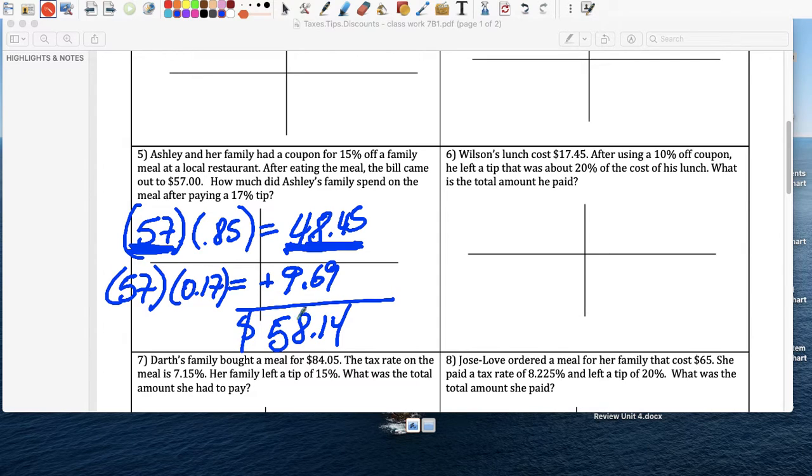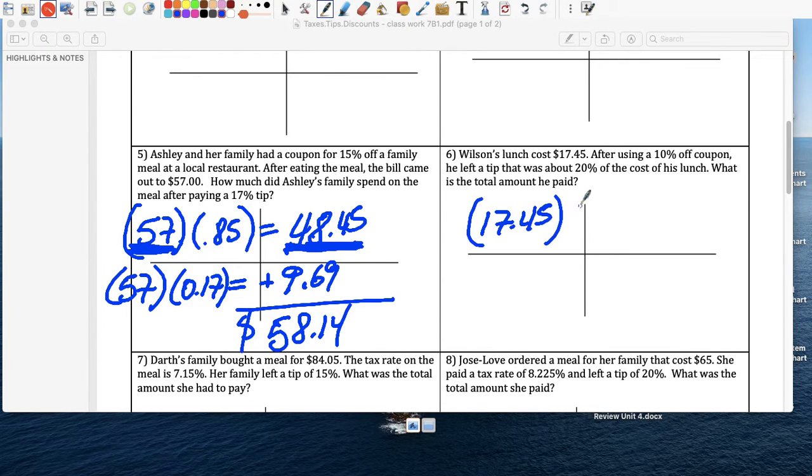Okay, I think that's the right thing to do. So when you're tipping, I'm taking 17% not of the price after the discount, but of the price of the original food bill total. Okay. All right. So here we have 17.45 was the lunch.